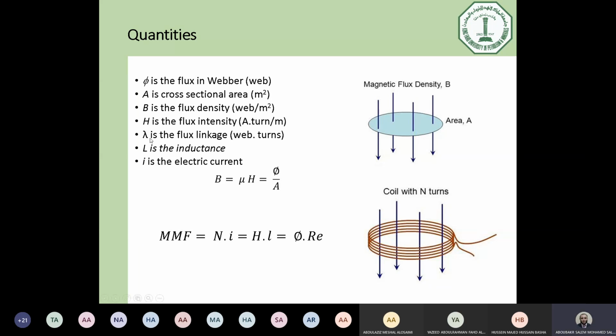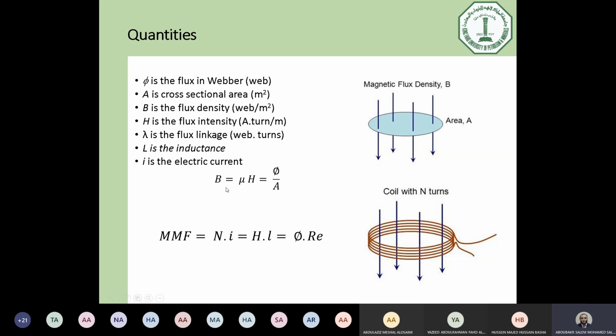Also, all magnetic circuits are used to make inductance. No inductance without a magnetic circuit. So what is the inductance as a function of the parameters we are going to describe as well. And I is the electrical current that is going to supply the electric circuit.